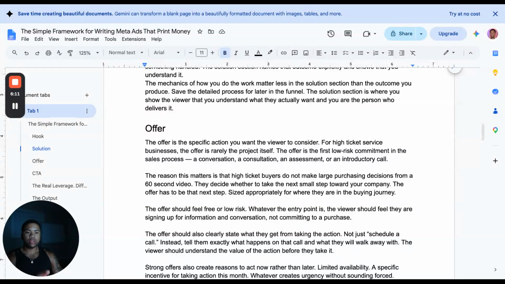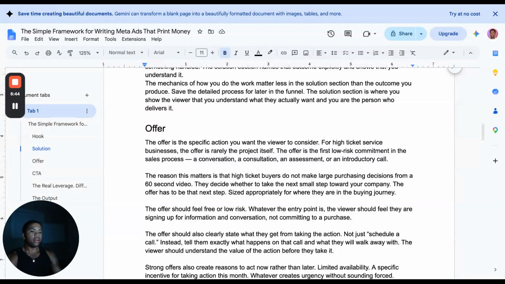Maybe if you're running a low ticket funnel, you have some $27 product that you built out, or a guide that they're meant to consume first. It's meant to be very, very low risk. The reason this matters is that high ticket buyers are typically not going to make a large purchasing decision from a 60-second video, unless they are a mega fan of you. You have a million followers and they already know who you are. They're really just going to decide whether they want to take the next small step towards your offer.